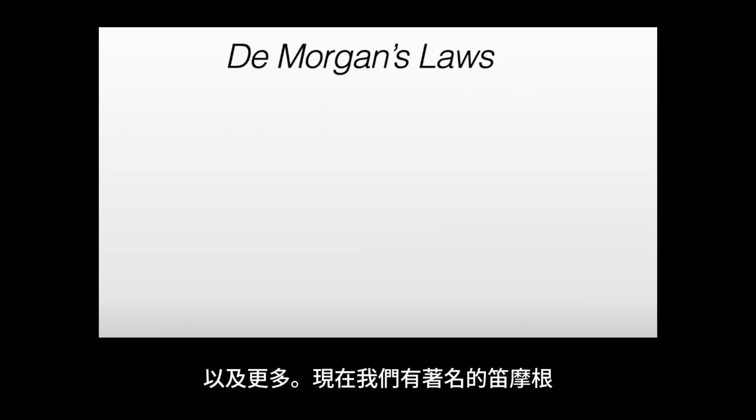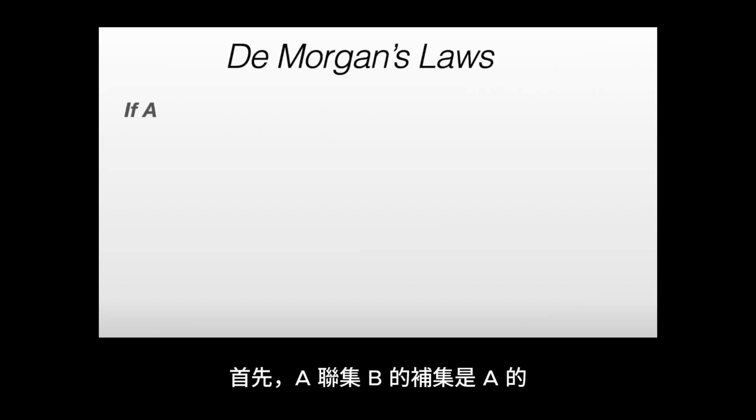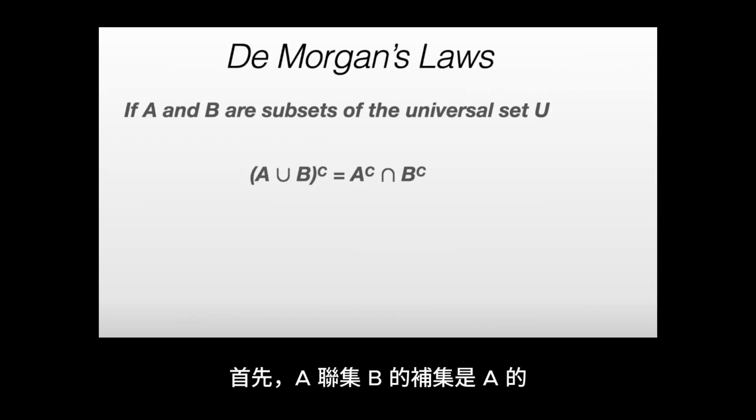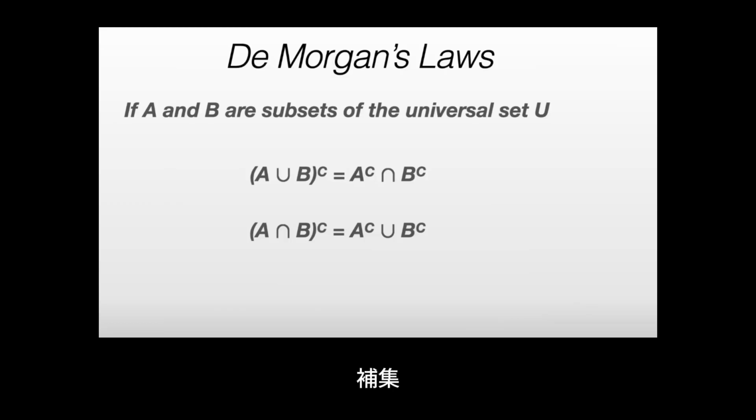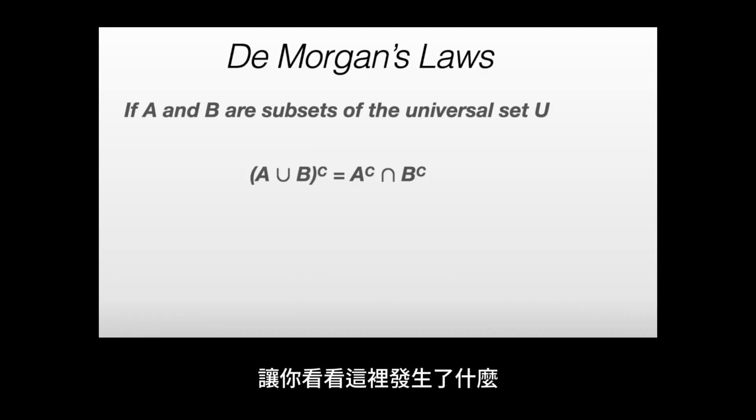We now have the famous De Morgan's laws. First, the complement of A union B is A complement intersect B complement. And second, the complement of A intersect B is A complement union B complement. Let me show you some examples so you can see what's going on here.